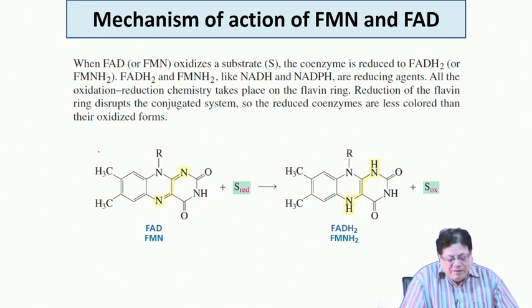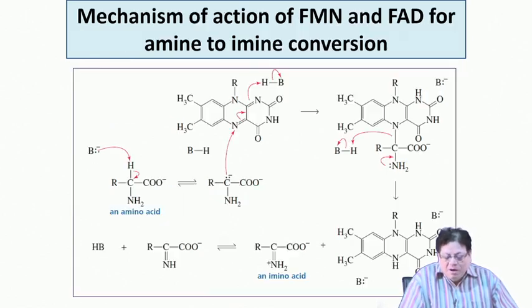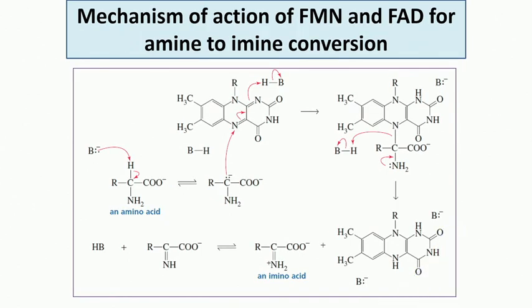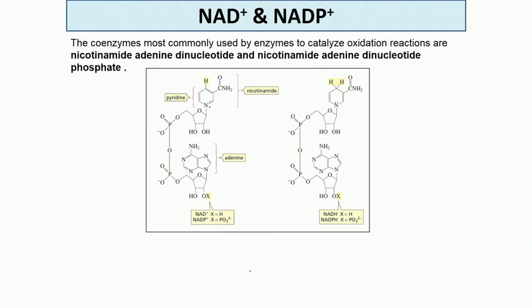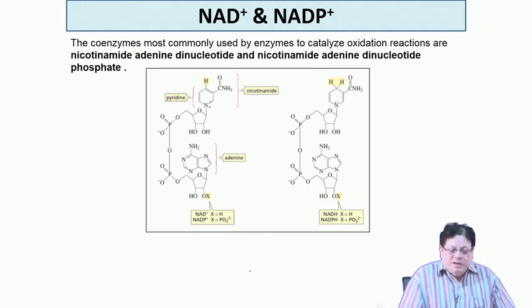Okay. So, now I think FAD we have already covered. FMN is very similar to what FAD does. This mechanism we have shown, this is the oxidized form, this is FAD, and then FAD goes to FADH2, and then FADH2 can be converted back to FAD by NAD plus or NADP plus. So, because we have covered this, let us quickly go to NAD plus and NADP plus.